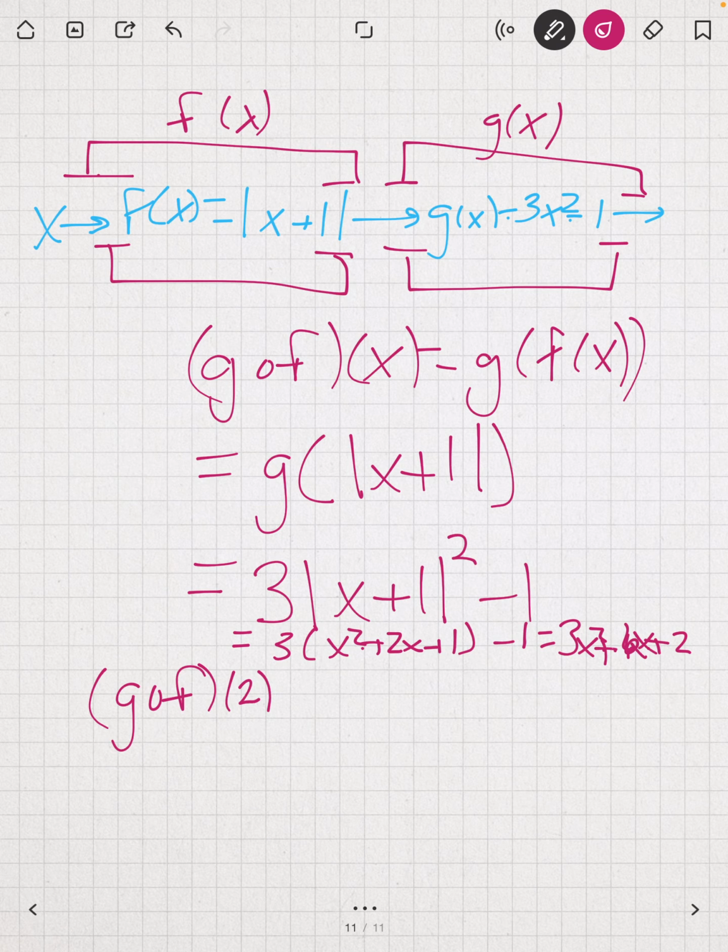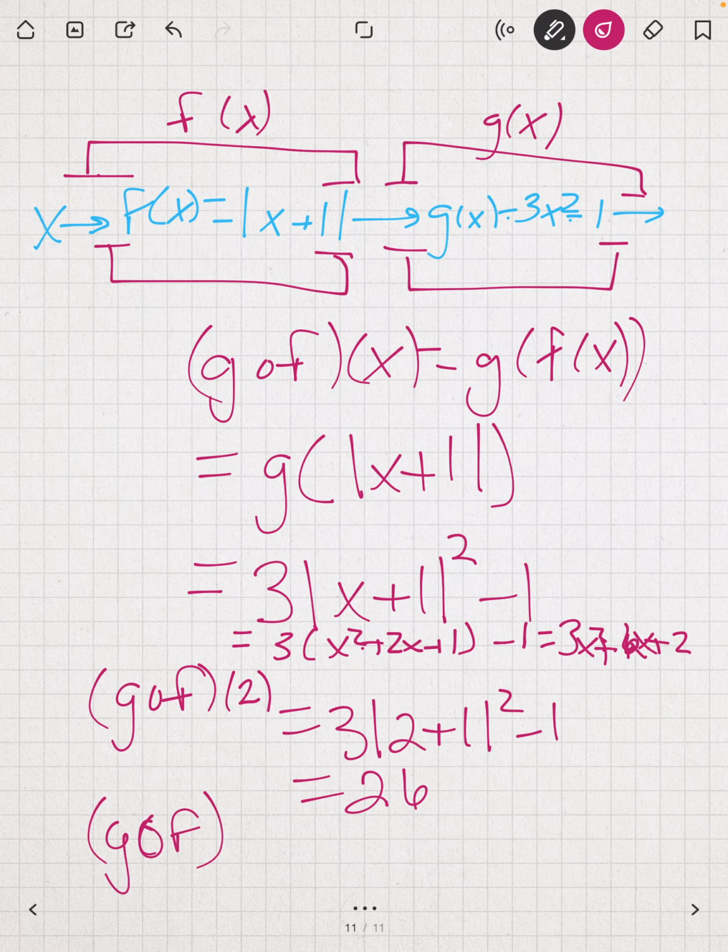G composed f at 2 is 3 absolute value 2 plus 1 squared minus 1. 2 plus 1 is 3, squared is 9, times 3 is 27, minus 1 is 26. G compose f of -3, therefore, is 3 absolute value -3 plus 1, squared minus 1. -3 plus 1 is -2, squared is 4, times 3 is 12, minus 1 is 11. Ooh, we got through it.